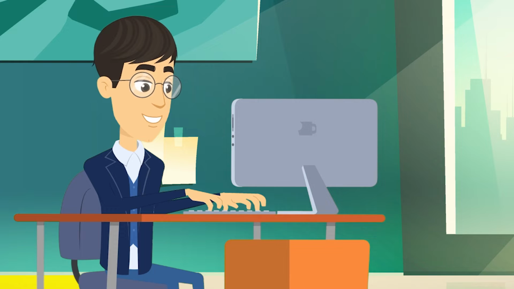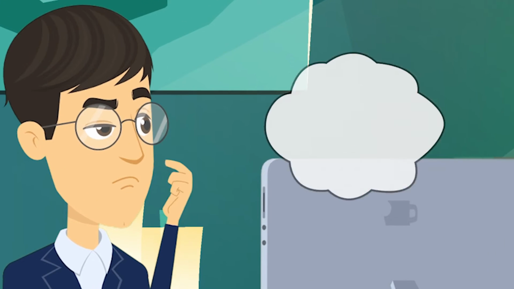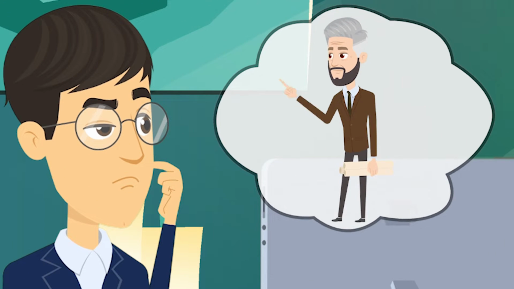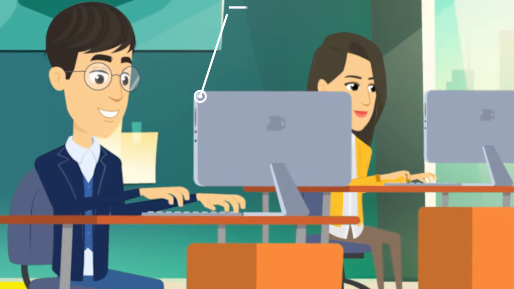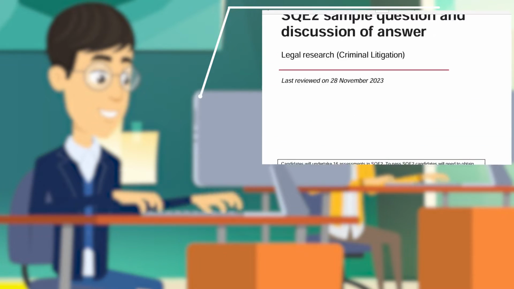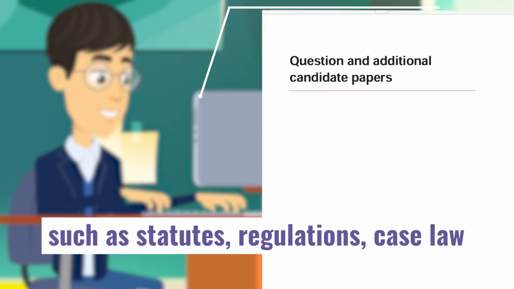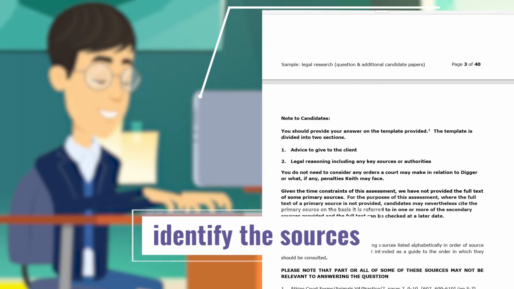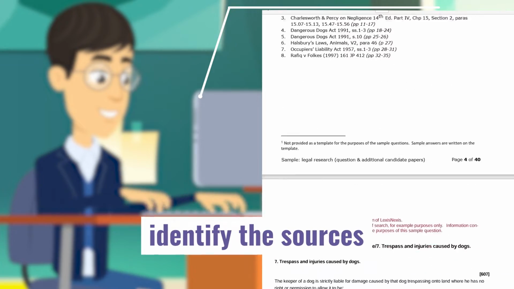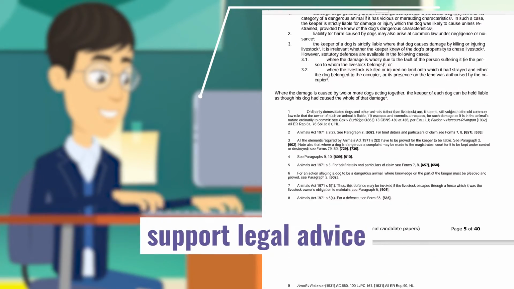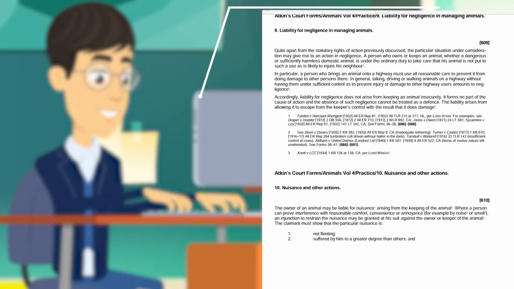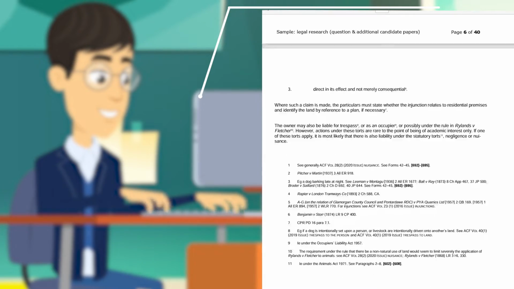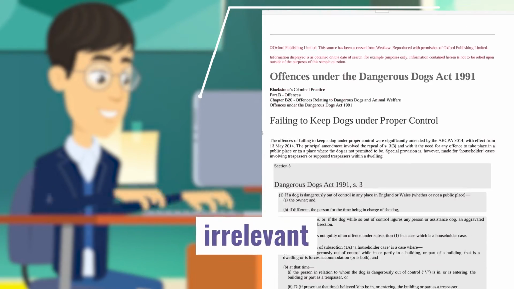In this computer-based assessment, candidates will be given an email from a partner requesting research and advice on a specific case. They will also be provided with a bundle of primary and secondary legal sources, such as statutes, regulations, case law, etc., from which they must identify the sources that are relevant to the case and that support their legal advice in relation to the given scenario. Some of the documents within the bundle will not be relevant to the case being discussed.